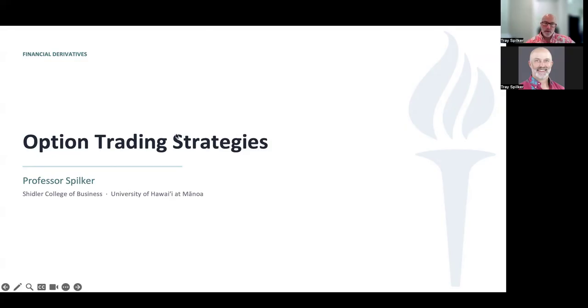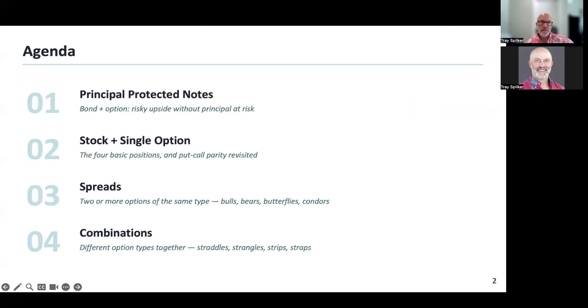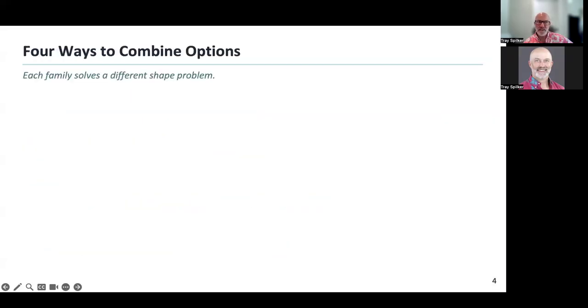So in this lecture, we're going to talk about four main types of strategies. One's called principal protected notes, one's single option with a stock, one's a spread, and one's a combination. So here's the four ways to think about it. There's four families of option combination.